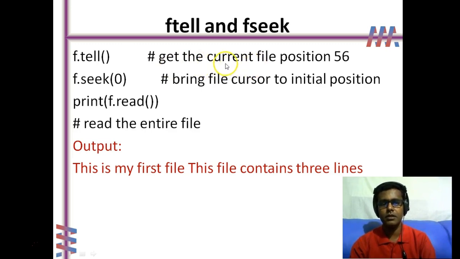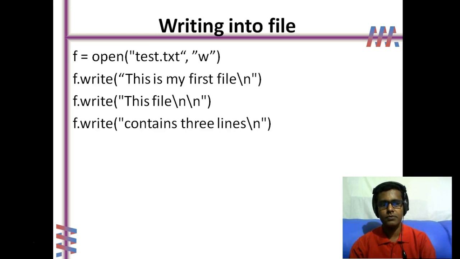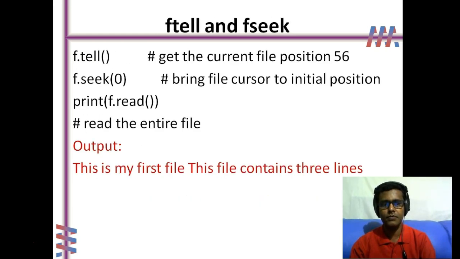That is, for example, in the previous example, this is my first file. This file contains 3 lines. For example, this file consists of 56 characters. My current file position will be 56.